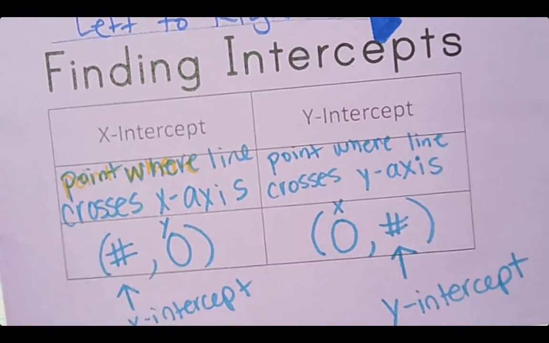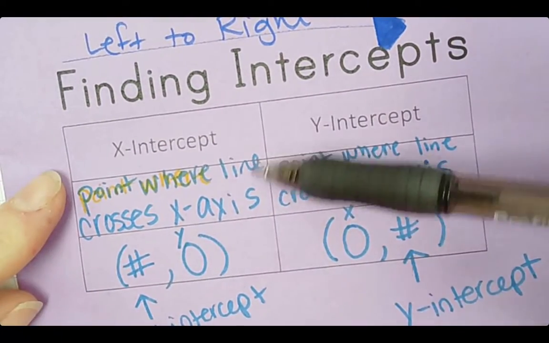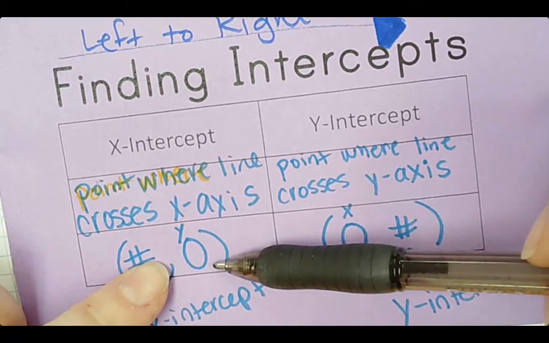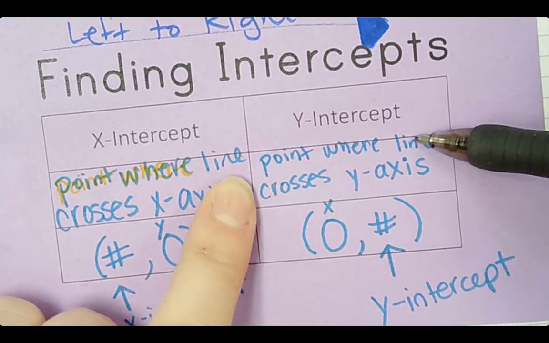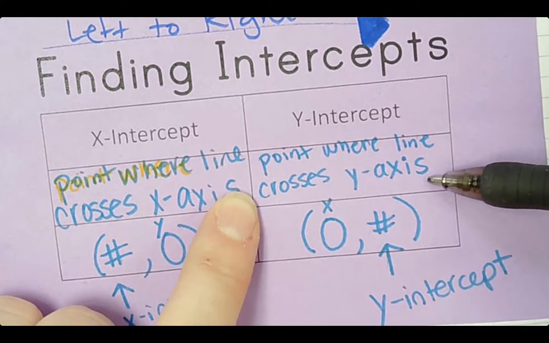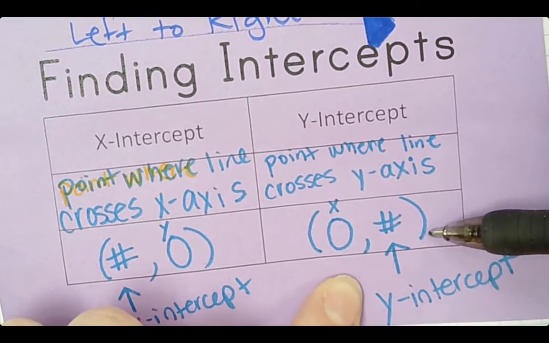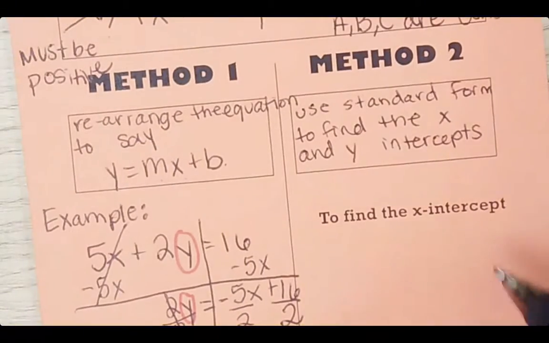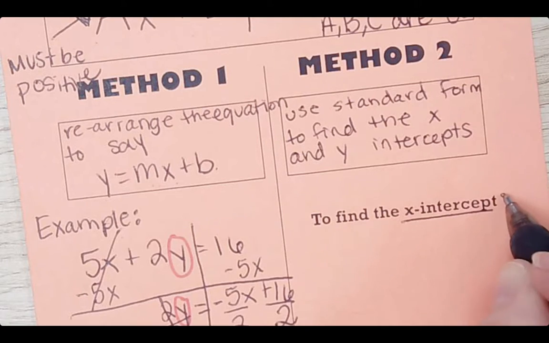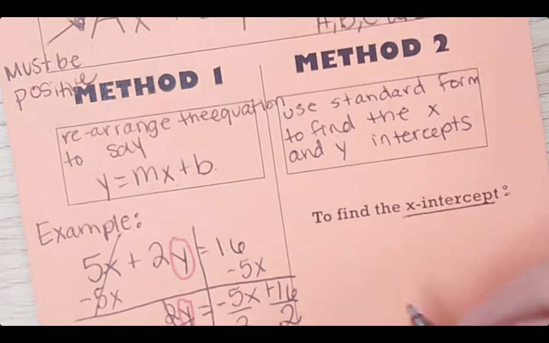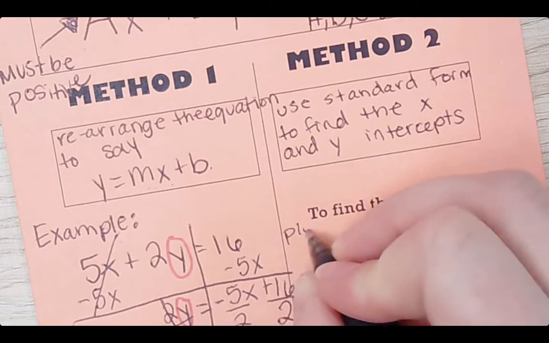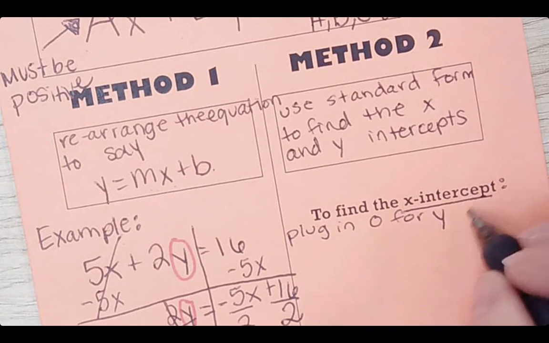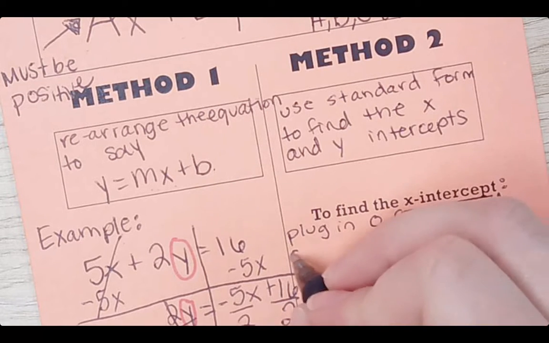Okay, so here are intercepts. The x-intercept is where the line crosses the x-axis. For the x-intercept, x is a number, y is 0. The y-intercept is the point where the line crosses the y-axis. X is 0, y is a number. So in order to find the x-intercept, we are going to plug in 0 for y and solve for x.